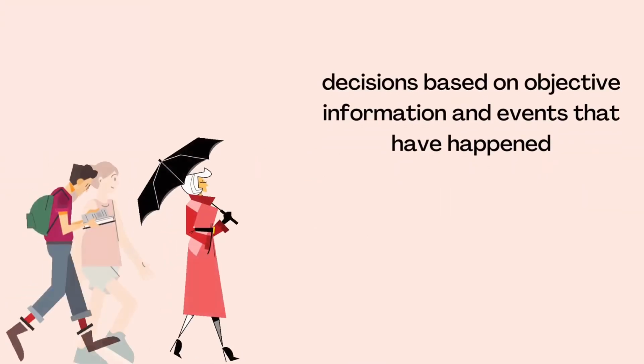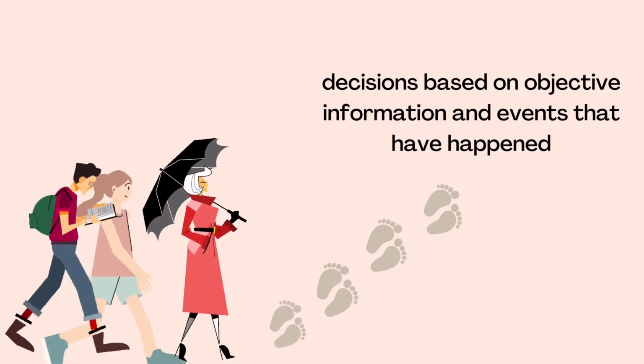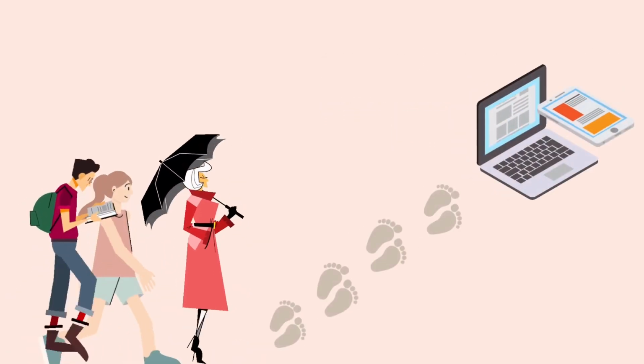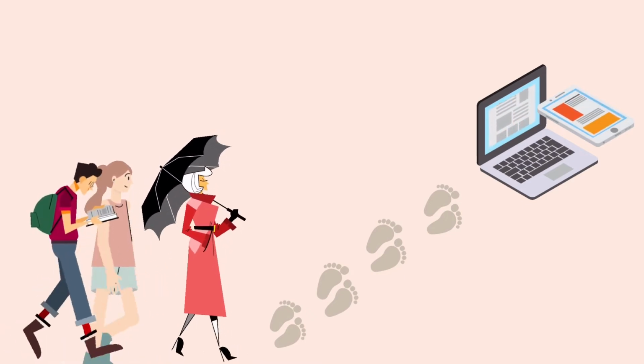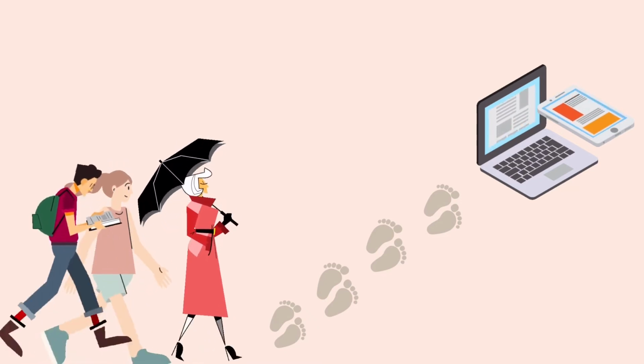Now, as we go through life, we tend to think that we make decisions based on objective information and events that have happened. We also tend to imagine that our brains work like tiny but powerful supercomputers. We imagine they take in facts and make rational judgments. But the truth is a little more complicated than that. Now, what is cognitive bias and how does it impact our way of thinking?